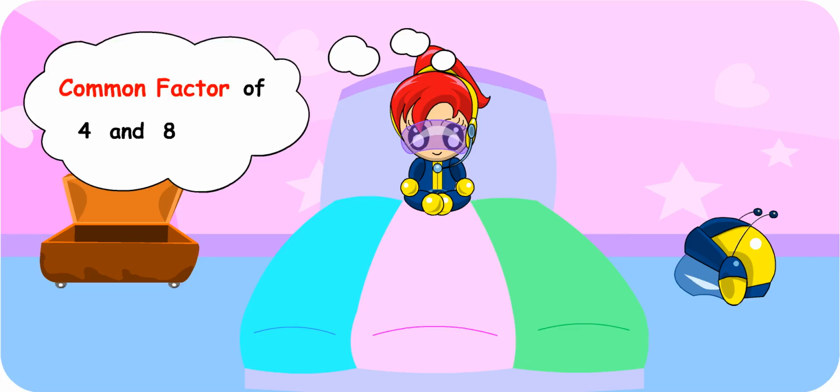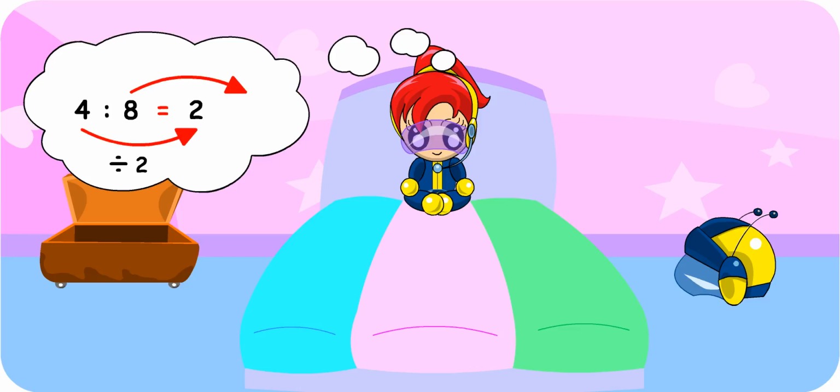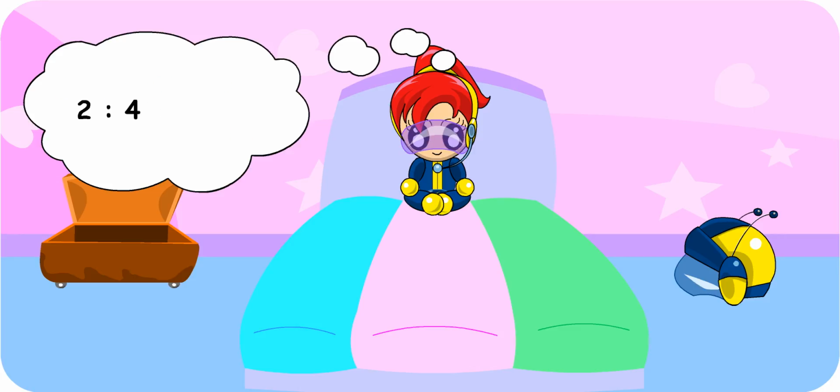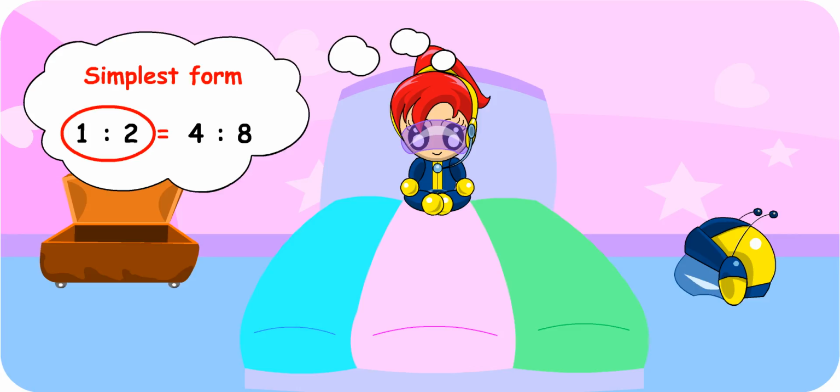The common factor of 4 and 8 is 2. Dividing the two terms of the ratio by 2 will give you 2 to 4. This can be further reduced again. 2 is a common factor of 2 and 4. So, 2 divided by 2 equals 1 and 4 divided by 2 equals 2. So, 1 to 2 is also an equivalent ratio of 4 to 8, and it is in the simplest form.